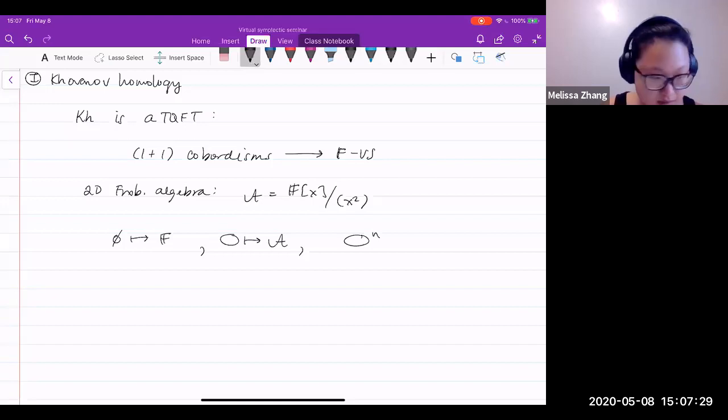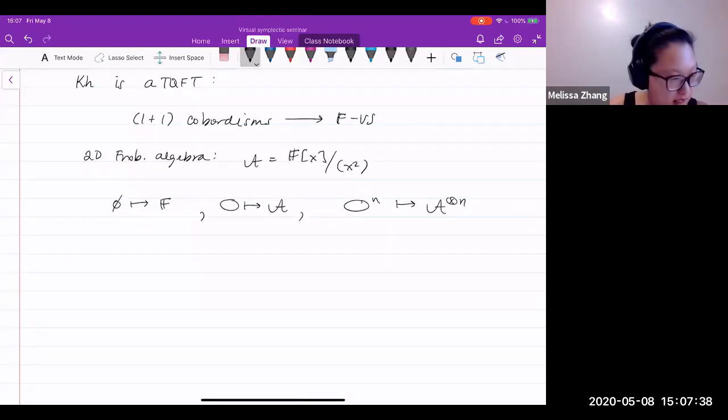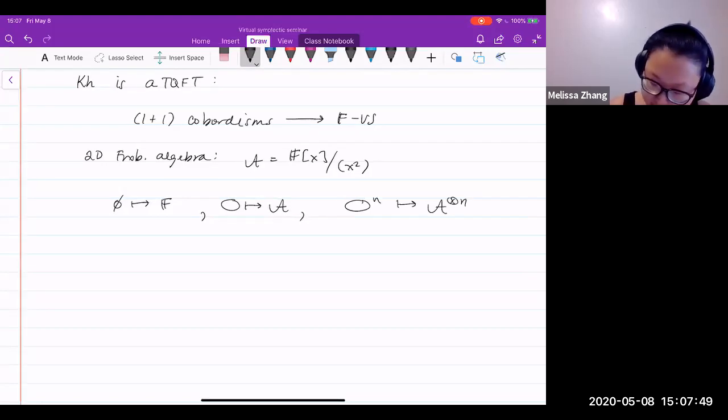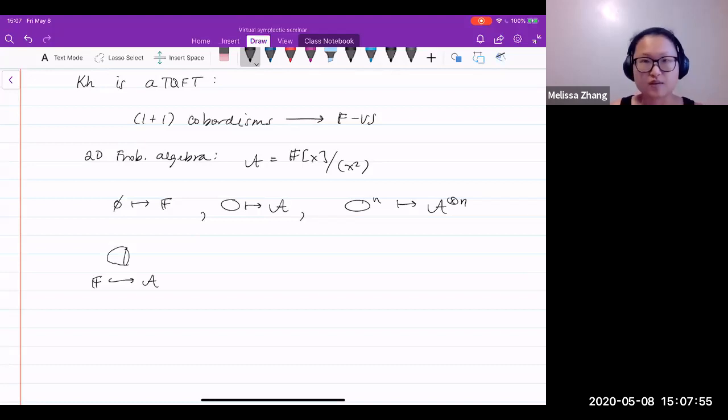So a bunch of circles, n circles, you take to n tensor copies of A. So this gives you four pictures that you can put together. If you want to talk about the cobordisms or the morphisms under this TQFT, you basically have things like the inclusion of F into A, which tells you that a circle has been born. I'm moving left to right.